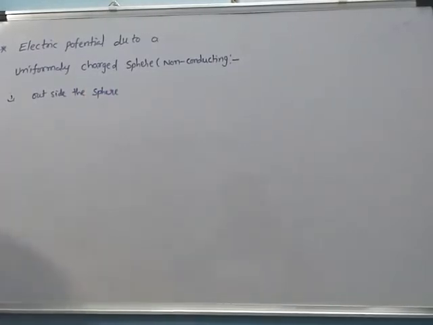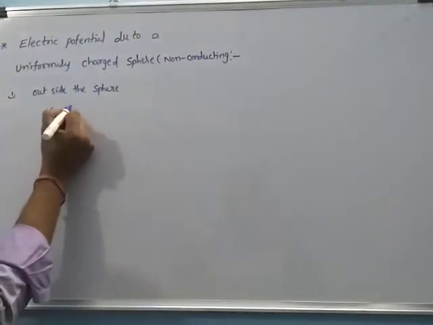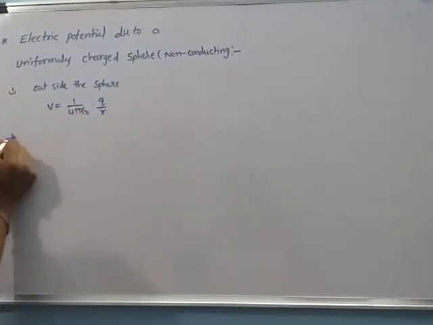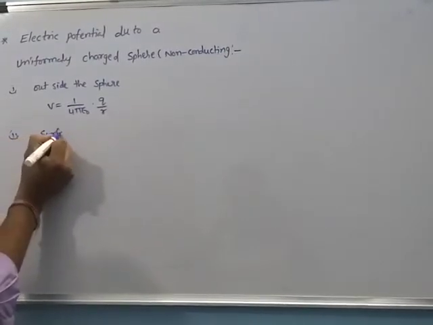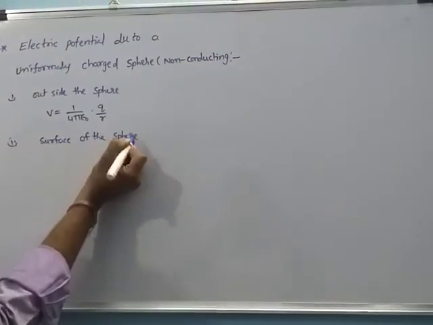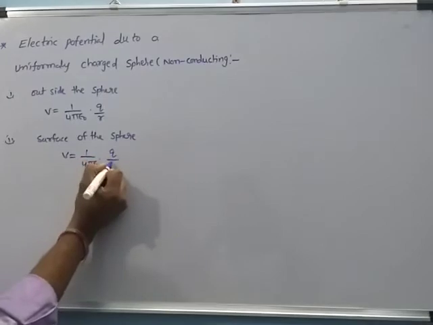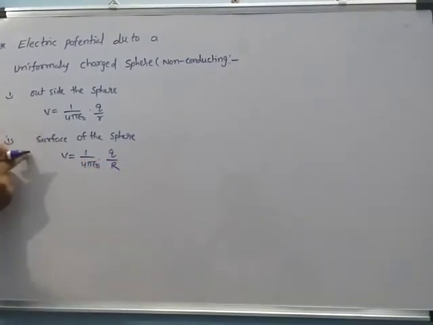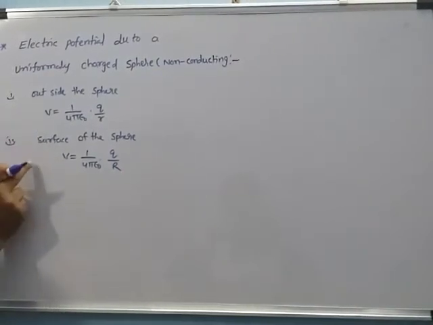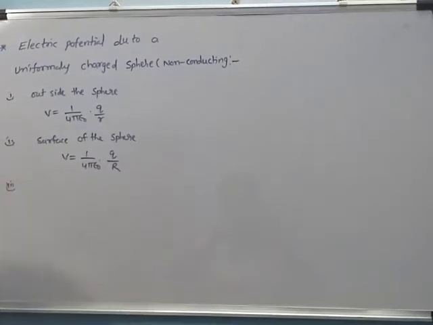This is the same expression as for the conducting sphere. The potential formula is V is equal to 1 by 4 pi epsilon Q by r. The surface of the sphere also will be the same: V is equal to 1 by 4 pi epsilon Q by capital R. These two expressions we already discussed for a conducting sphere, and they are the same for the non-conducting sphere. But the third case will be different.